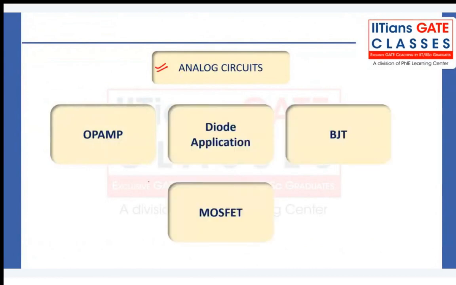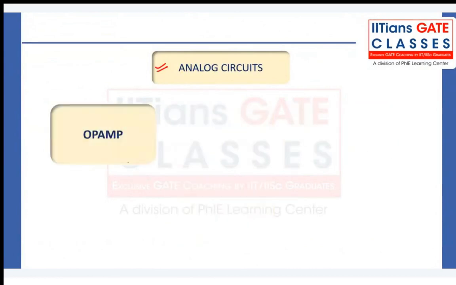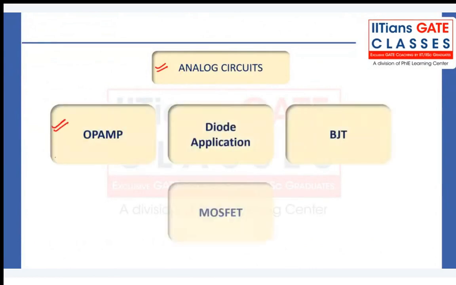My plan for analog circuit is to start with the very first topic, the op-amp, and the second topic will be diode applications. These topics I have consolidated from the original GATE syllabus, and then the bipolar junction transistor. These are the original topics, and if you go inside, there will be many subtopics. And then we will discuss the MOSFET. So these are the topics which we will be discussing in our course.